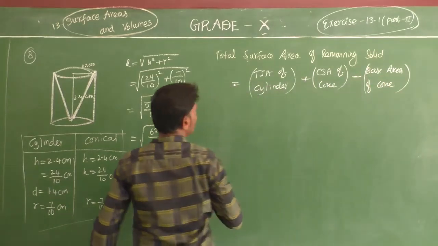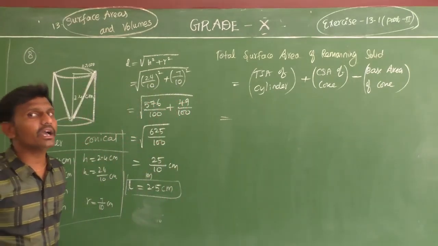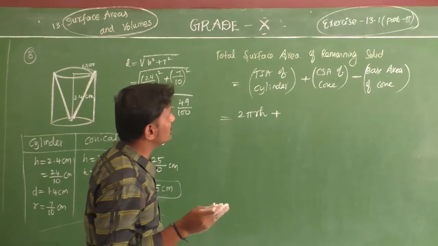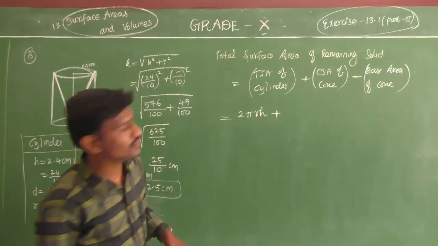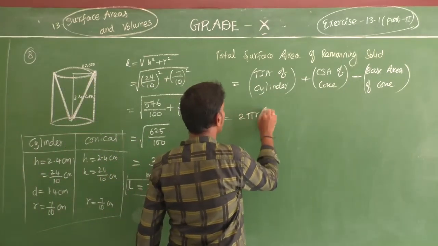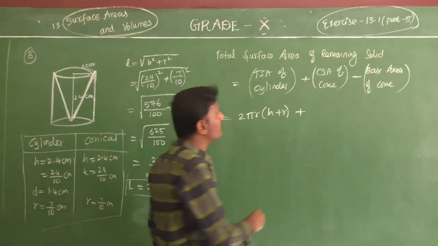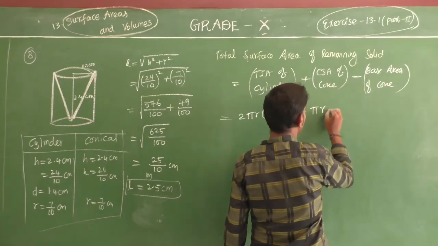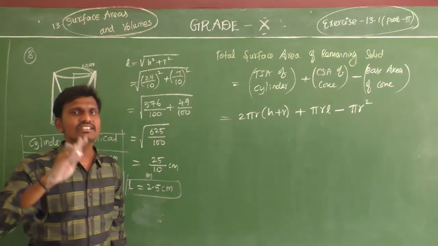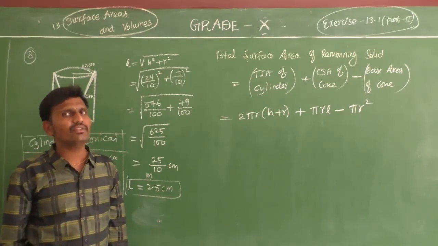Yes, friend. Okay. Now you have the TSA of the cylinder. What will come? TSA of the cylinder is 2 pi r into h plus r. Here is the formula. CSA is only 2 pi r h. Here 2 pi r into h plus r, plus CSA of the cone. What, you already know the formula? Pi r l, and minus base area of the cone. Already, in a cone or cylinder or hemisphere, everything you have, the base area is a circular region only. So you should take area of the circle only.